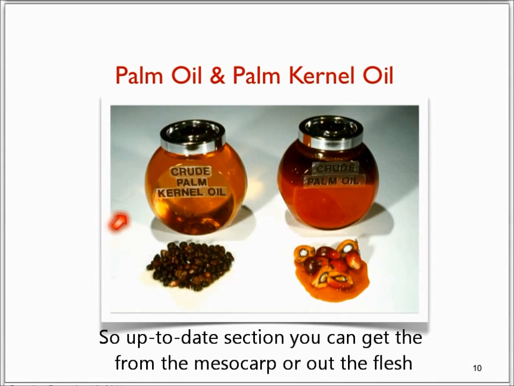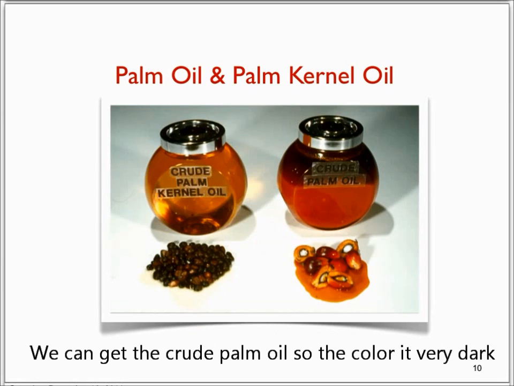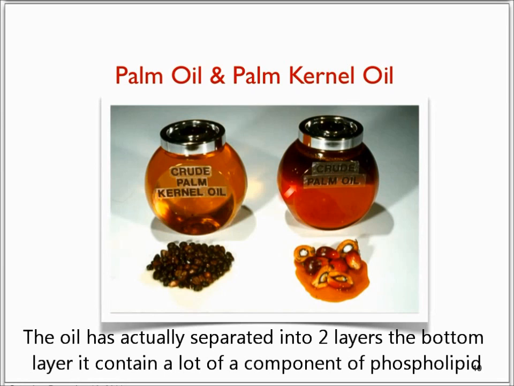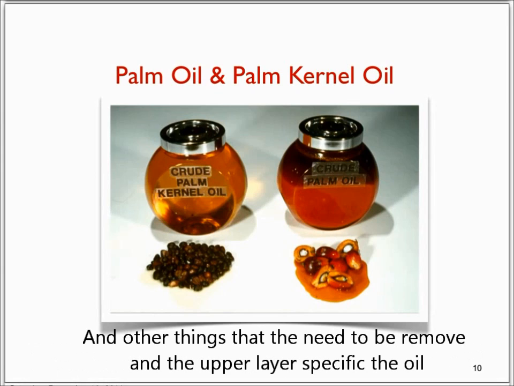So after the extraction, from the mesocarp, or the outer flesh, we can get the crude palm oil. The color is a very dark orange, and here in this picture you can see the oil has actually separated into two layers. The bottom layer contains a lot of insoluble components, phospholipids, and other things that need to be removed, and the upper layer is basically the oil.